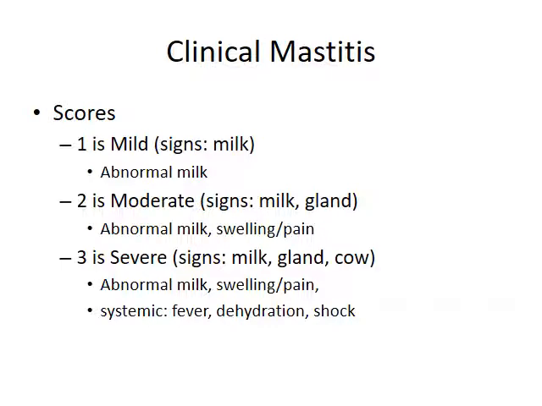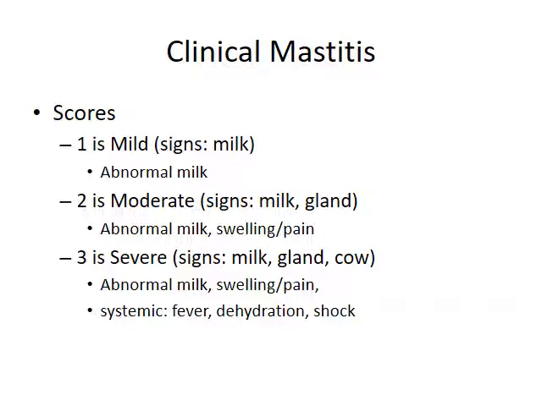So when we're looking at clinical mastitis, we have to score it, and our scores will help determine how we handle that particular clinical mastitis. So we score a 1, we call it mild, and we're looking at abnormal milk only. 2, we've got abnormal milk plus the gland is involved, so pain or swelling, sensitive to the touch, hot, all those things where the gland is showing physical symptoms.